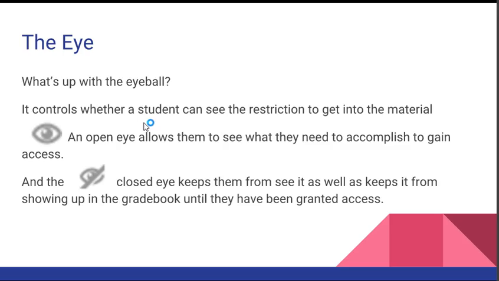The eyeball that has been showing up next to every single one of those restrictions controls whether a student can see the restriction to get the material, not whether the restriction is on or off. It's whether the student can see it. If the eyeball is open, it allows the student to see what they need to accomplish to gain access.